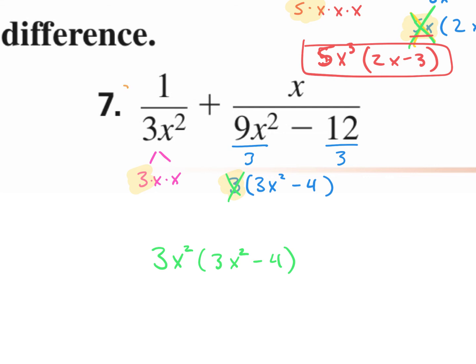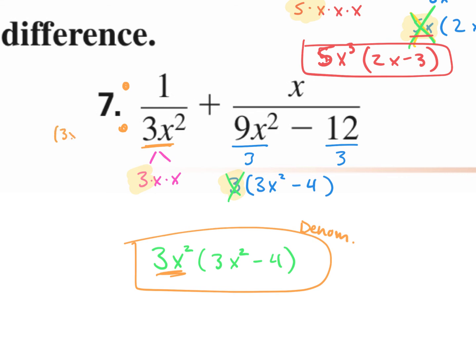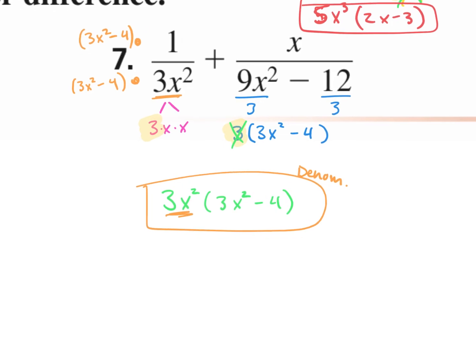Now we want to multiply the top and the bottom here by whatever's missing from our denominator here. So we already have a 3x squared. What's missing? 3x squared minus 4. So we're going to multiply the top and the bottom by 3x squared minus 4. So 3x squared minus 4 times 1 would just be 3x squared minus 4.